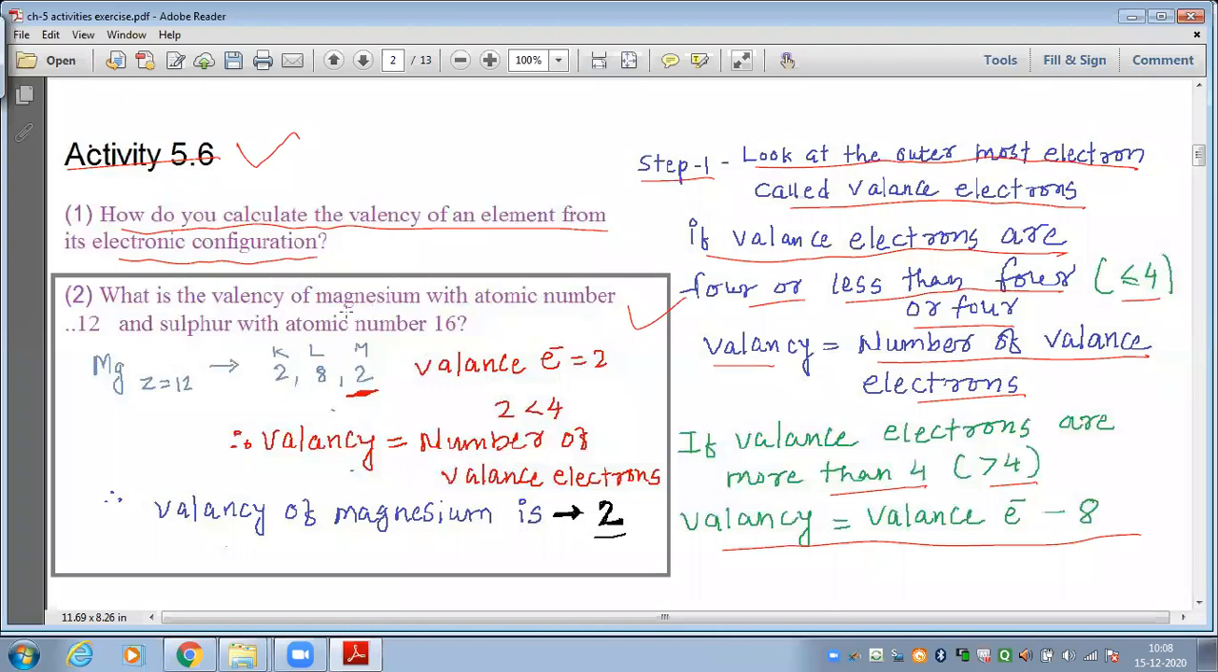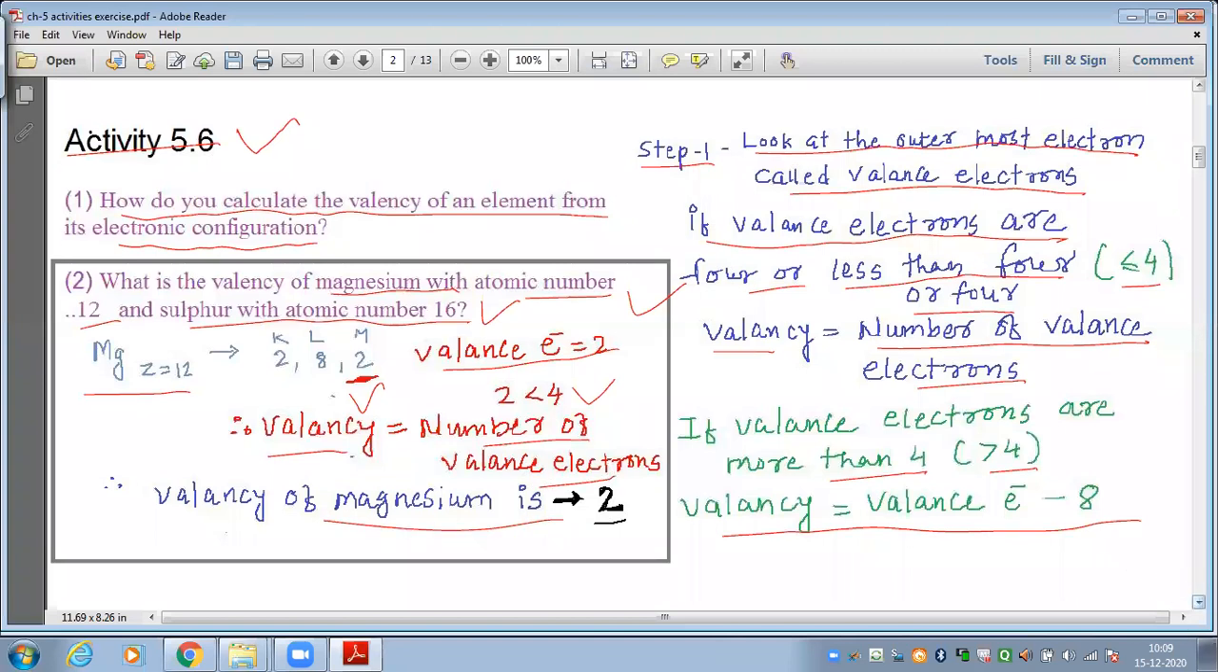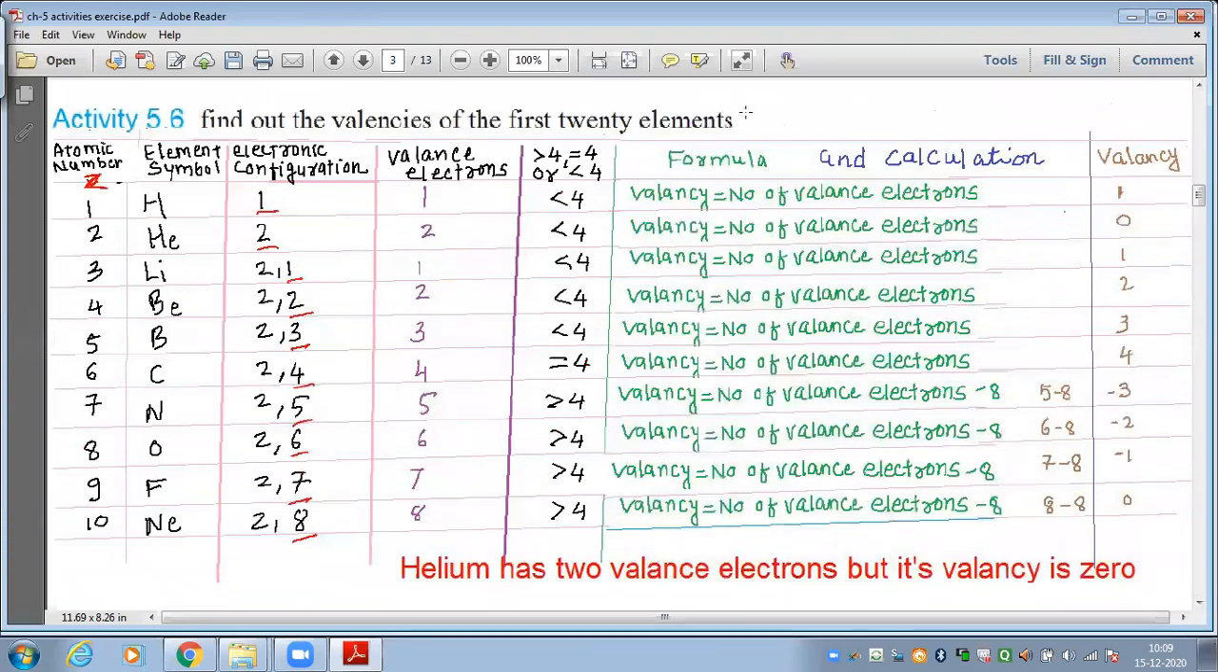Now second, what is the valency of magnesium with atomic number 12 and sulfur with atomic number 16? For magnesium, Z is equal to 12. According to the electronic configuration rule, K has 2 electrons, L has 8, and M has 2, so it is 2, 8, 2. You can see that 2 is the valence electron. So valence electron is equal to 2, and 2 is less than 4. If the number of valence electrons is less than 4, my dear students, valency is equal to the number of valence electrons. That is why the valency of magnesium is equal to 2. In the same way, my dear students, look at this and understand it.